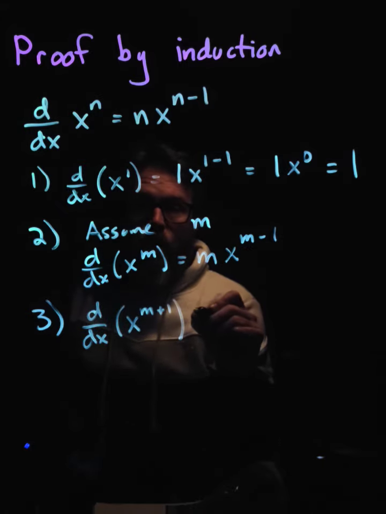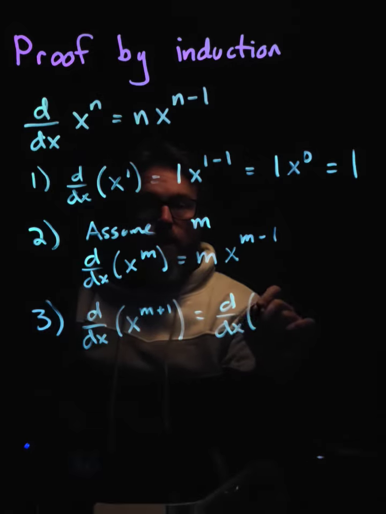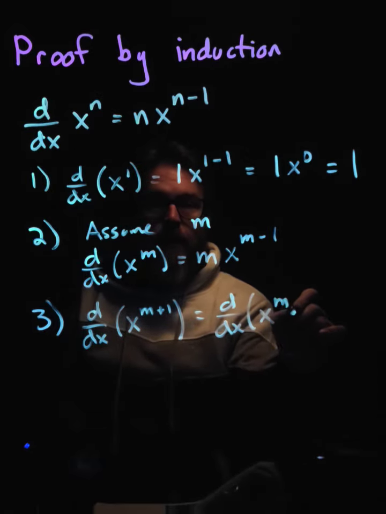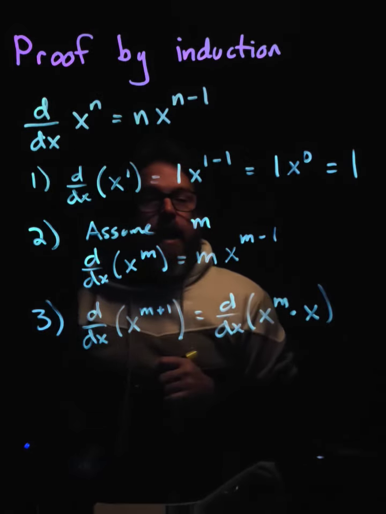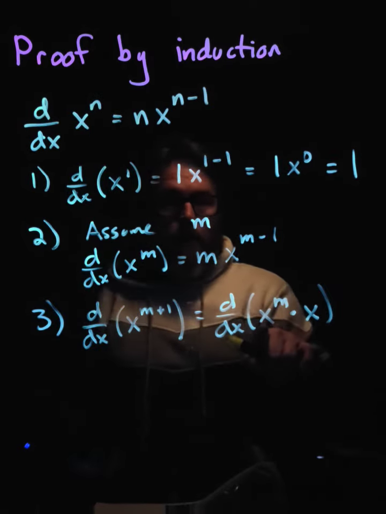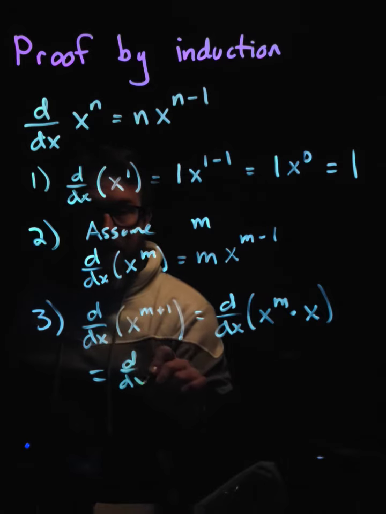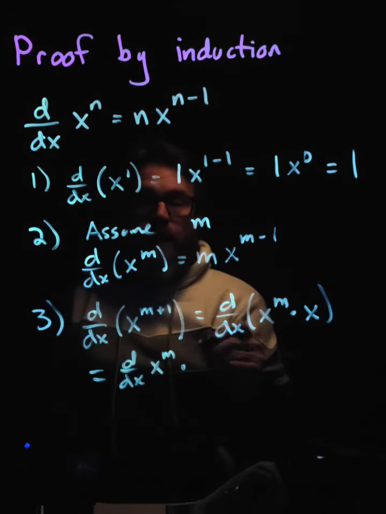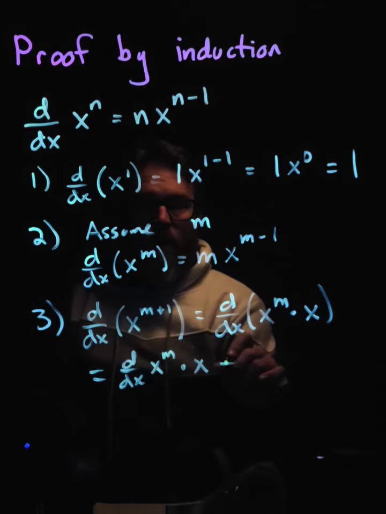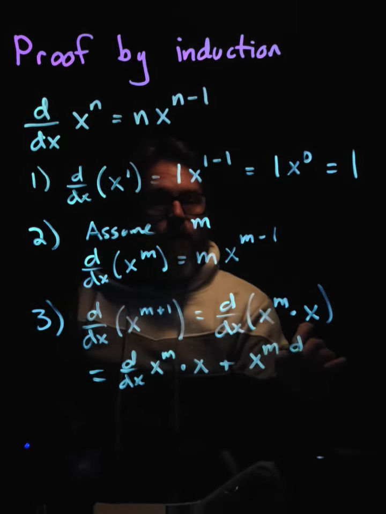So we know that this is going to be equal to the derivative with respect to x of x to the m times x to the 1. And I'm going to go ahead and use our product rule. So this is going to be equal to the derivative with respect to x of x to the m, the derivative of the first, times the second, plus the first, times the derivative of the second.